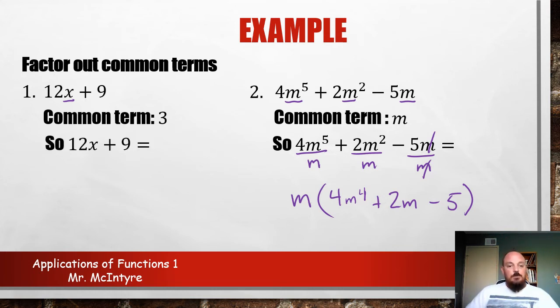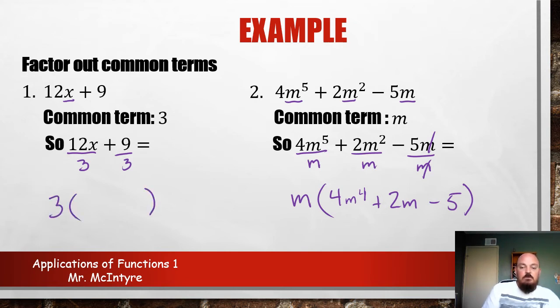So let's factor. Now remember, once you realize the common term, you divide everything by that number. I'm going to divide by 3. And then when you divide it, that thing you divided by comes out front. We're doing distributive property backwards. Instead of putting a number into the parentheses, we are taking a number out of the parentheses by dividing.